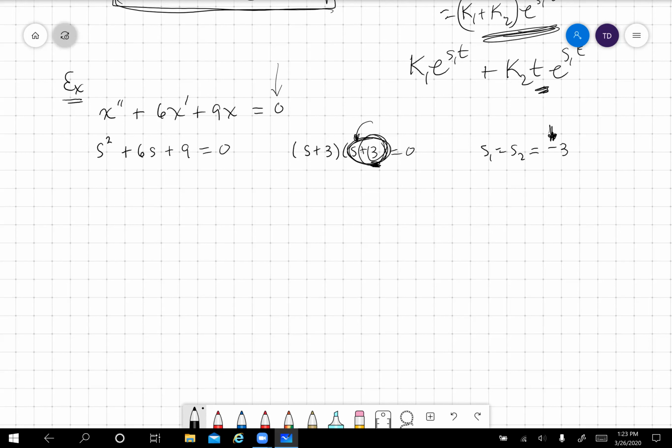Okay, beautiful. Now we have that. So we go right to the solution. X homogeneous equals (K1 plus K2t) all times e to the minus 3t. Notice all we did is we just substituted that number in. All that hard work just to get that. We already know the form of the solution. But the problem is we don't know the form of the solution until we solve the characteristic equation.